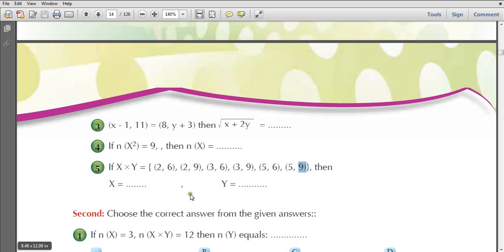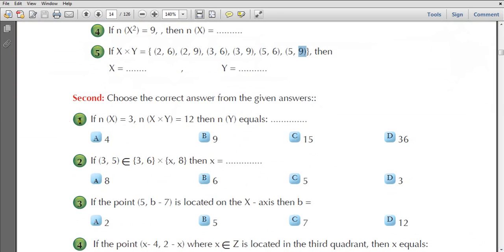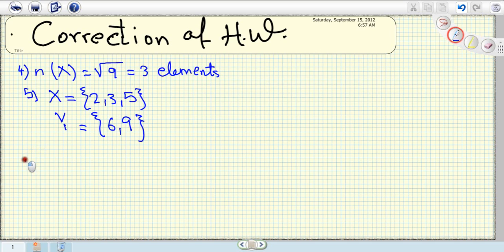Okay, the second question is choose the correct answer, and the homework was number 1 and number 2. Let's see the first one. If n(x) equals 3 and n of the Cartesian product of x and y is 12, so n(y) equals. Remember the rule that says that n of the Cartesian product x and y equals n(x) multiplied by n(y).